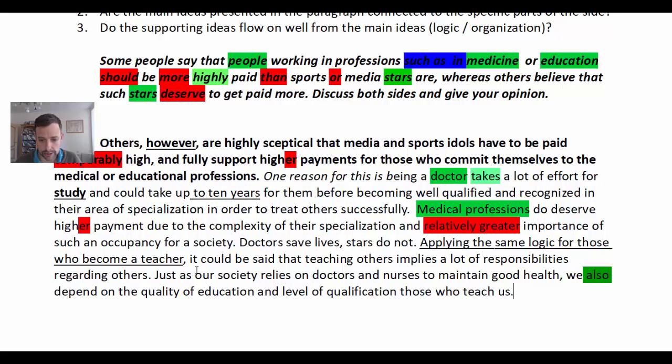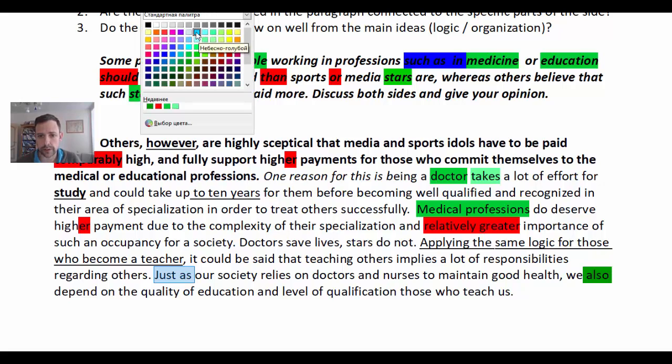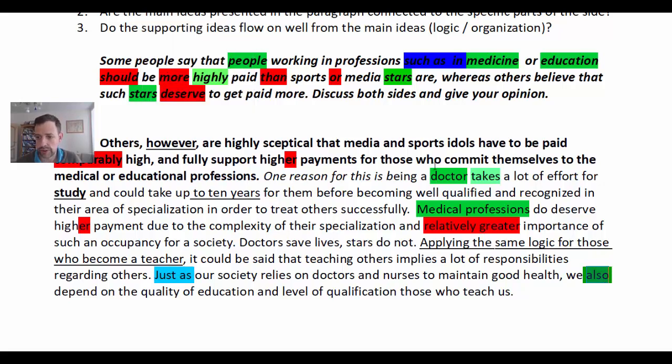And the key one here is just as. Just as, maybe I'll put that linking word in a different color. Let's have blue. Just as we also. There we go. So just as blah, blah, blah, blah, blah, we also blah, blah, blah, blah, blah. Okay, so that's it for that paragraph. Now we can have a look at the conclusion.